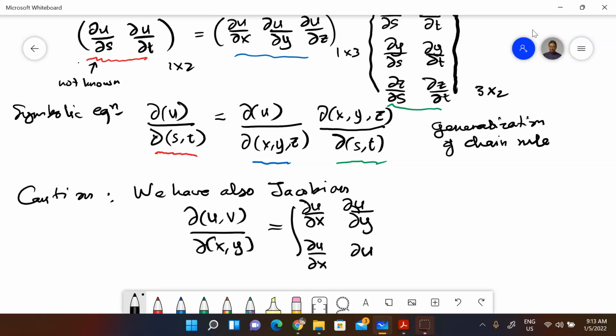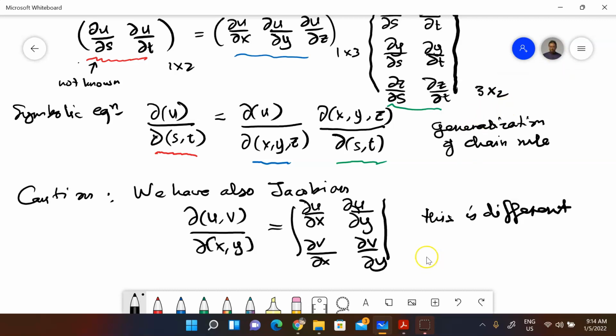This is v. This one. So this is different. You have to understand the context. When it's a Jacobian, it means a determinant. So you're not doing partial derivatives per se, but you have to take the determinant of that matrix. So just a cautionary note over there.